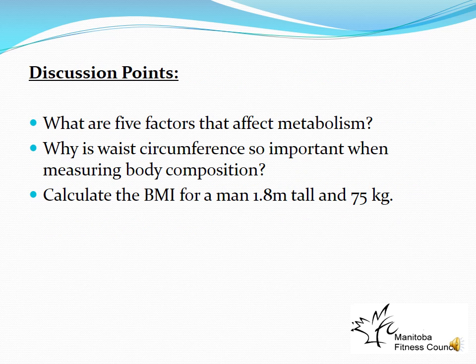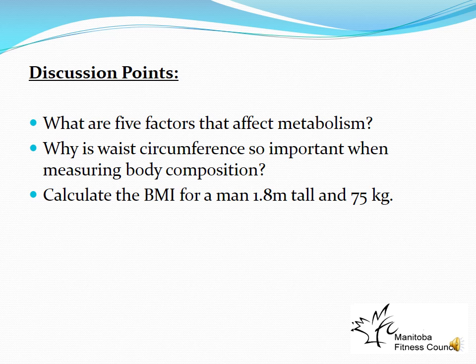So our discussion points. The 5 factors that affect metabolism are your body composition, your age, your gender, your ethnicity, and your physical conditions. For example, pregnant women, children going through a growth spurt, or an athlete. Why do we care about waist circumference when measuring body composition? Waist circumference will tell us if we are storing the excess body fat in our abdomen. Abdominal body fat is concerning to us because that's going to increase our risk factors for many health diseases.